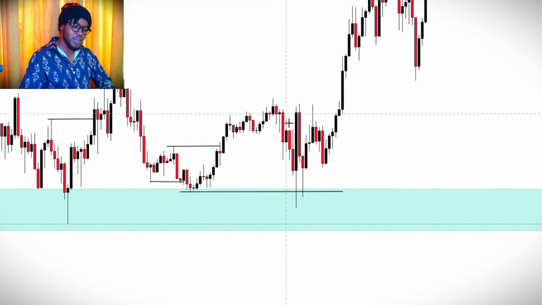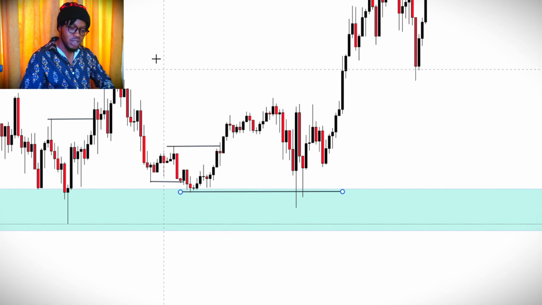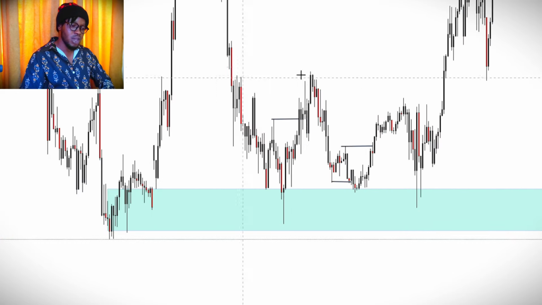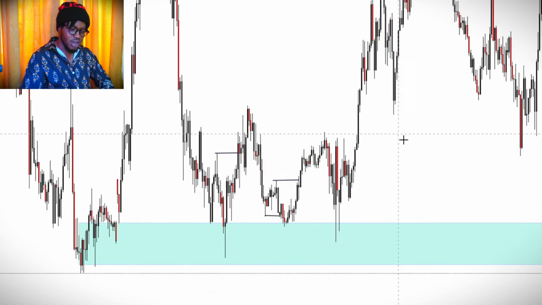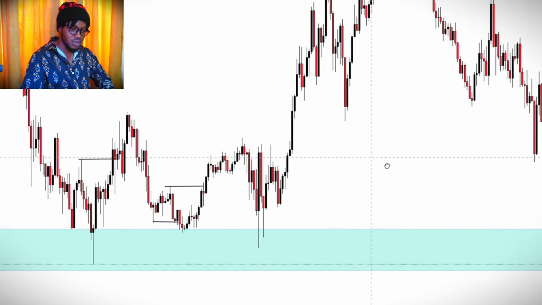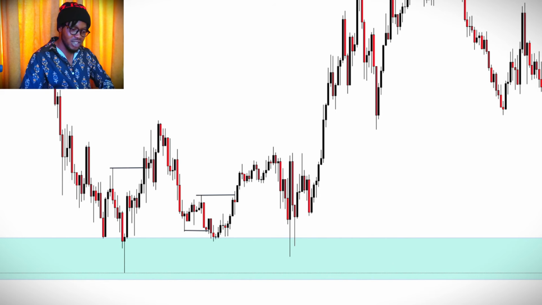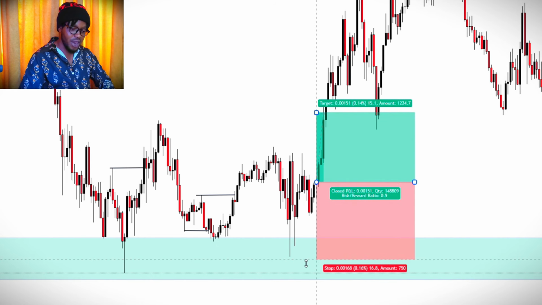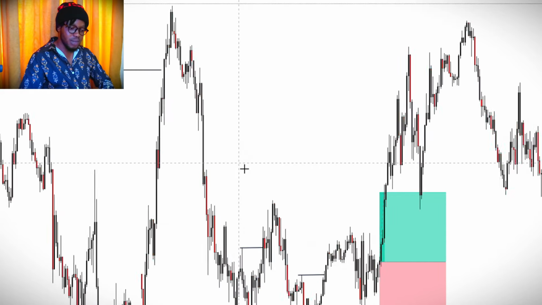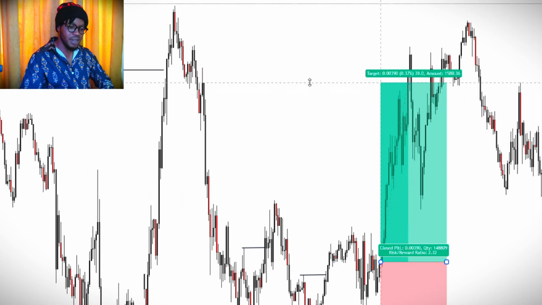So after that liquidity sweep, I entered for my beautiful trade. Immediately I see this 1, 2, 3 engulfing candlestick. Beautiful. My stop loss was right here, and my take profit was right at this high.